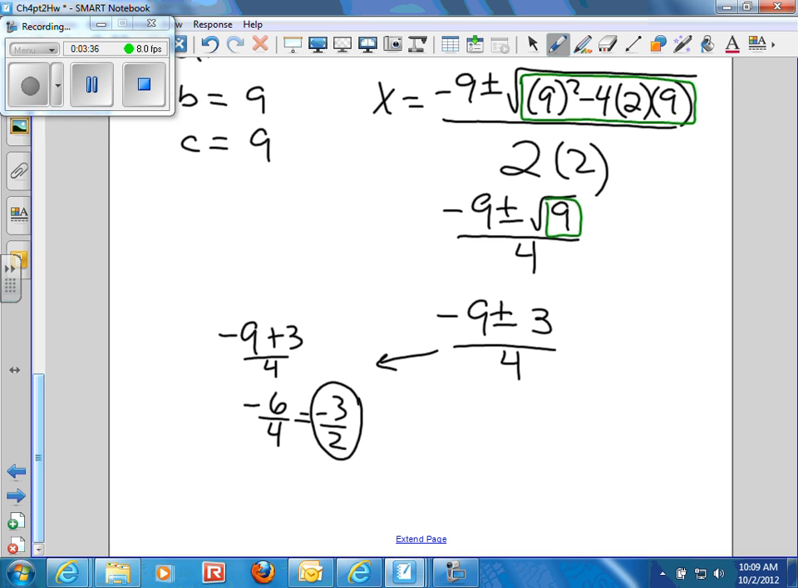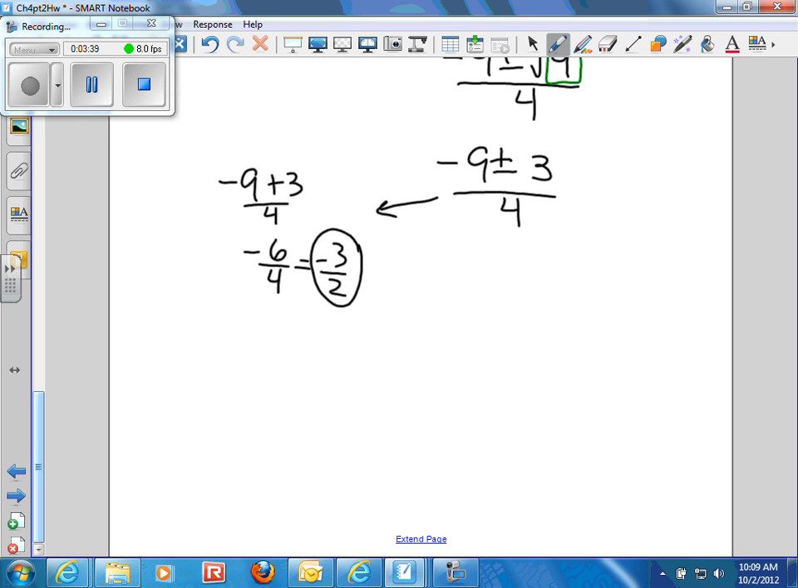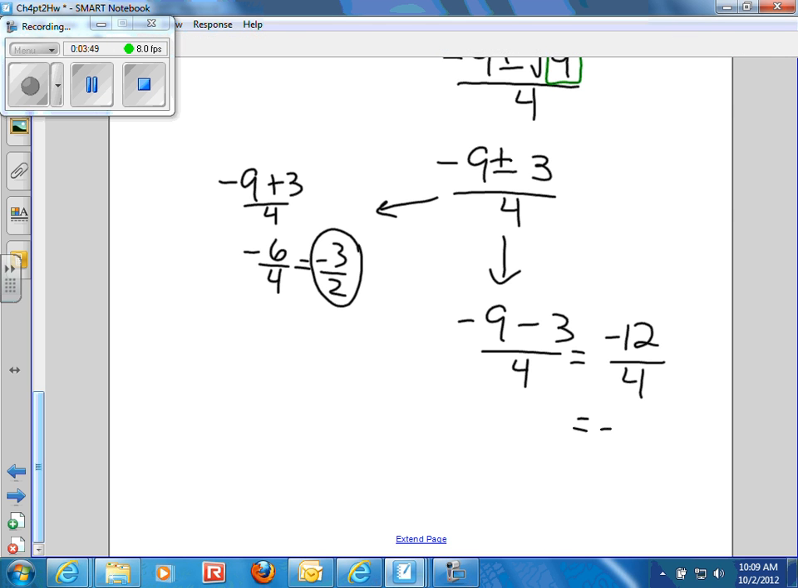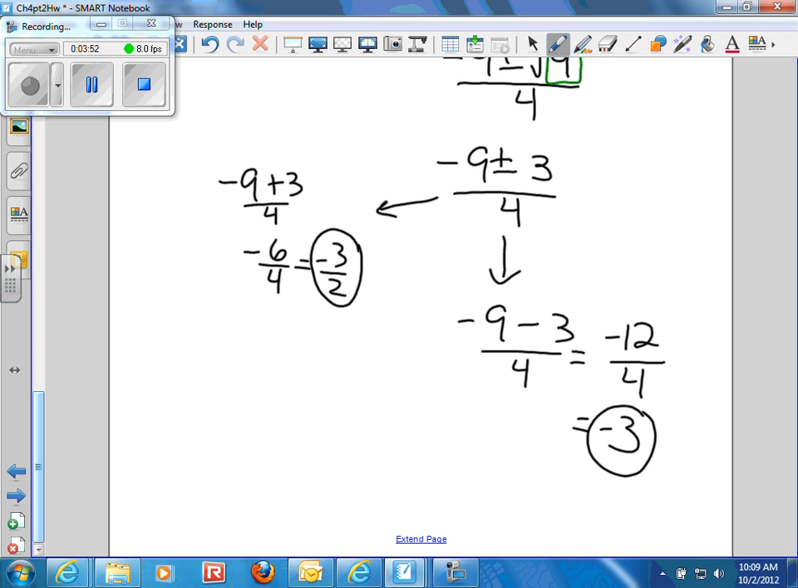And then my other answer is going to be negative 9 minus 3 over 4. And negative 9 minus 3 is negative 12 over 4, which gives me negative 3. So that's how I get my 2 answers. And there's many ways they could write these. Remember that these are points on a graph, so they can write them as points. These are my x values.